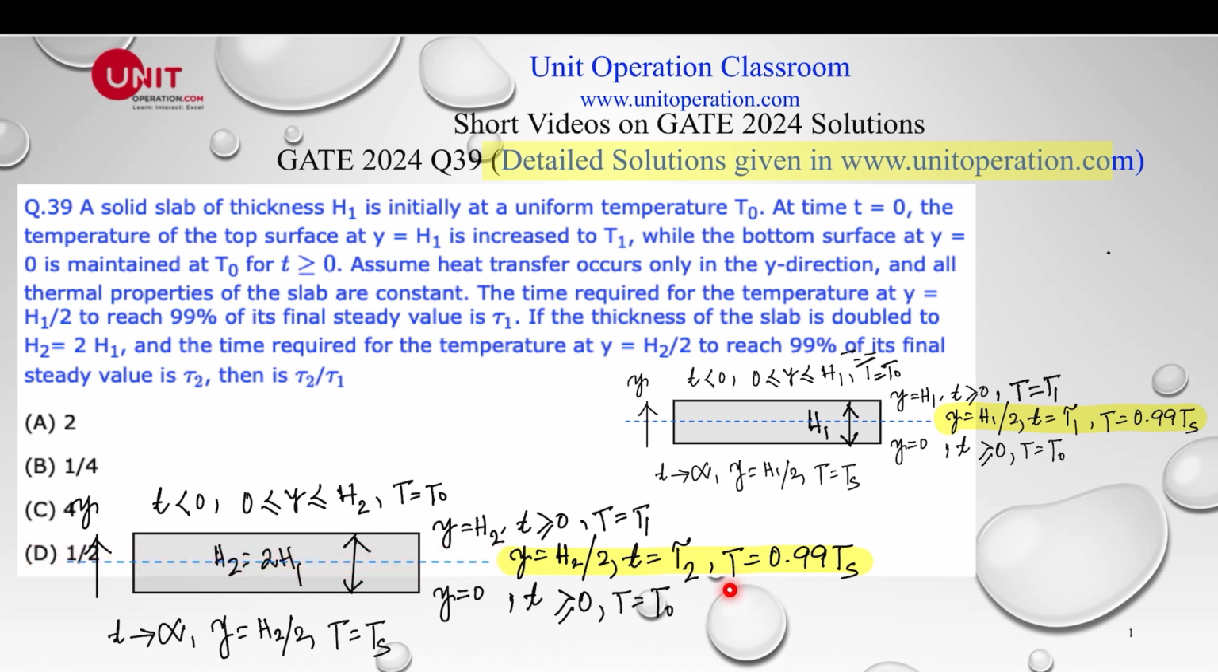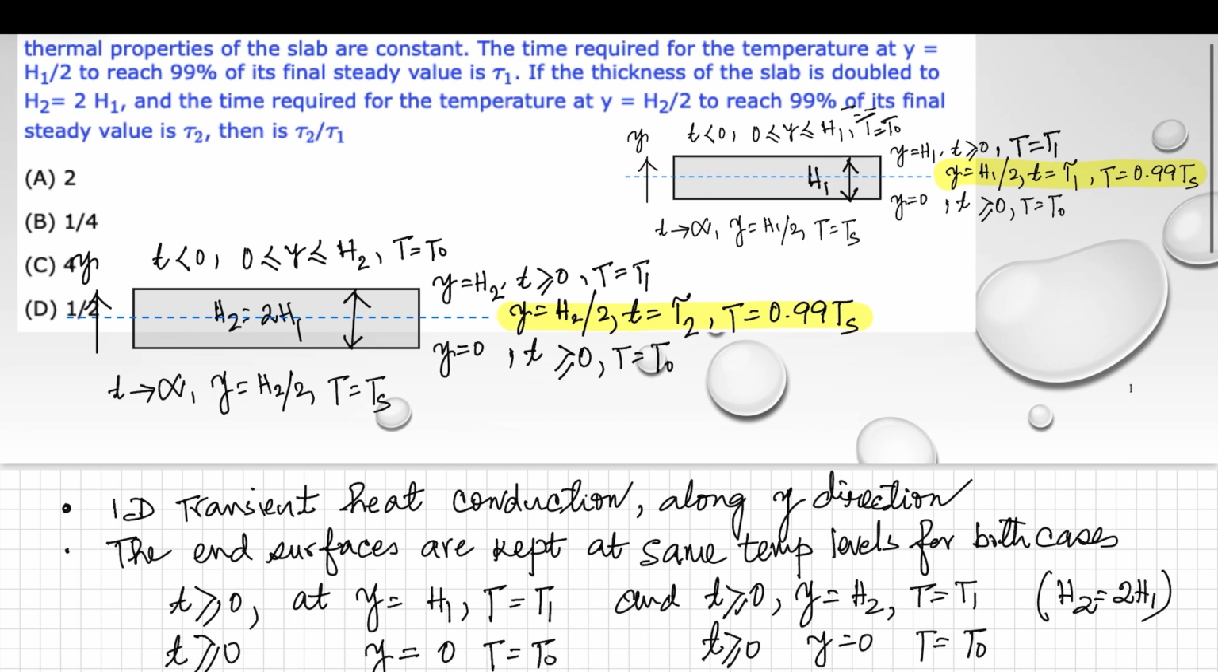Let's say at time tau 2 it reaches the same steady state temperature, let's say Ts, here. So what is the relationship between tau 1 and tau 2? That means we have to find out tau 2 over tau 1. So how do you solve this problem?